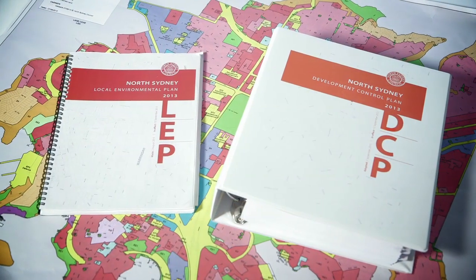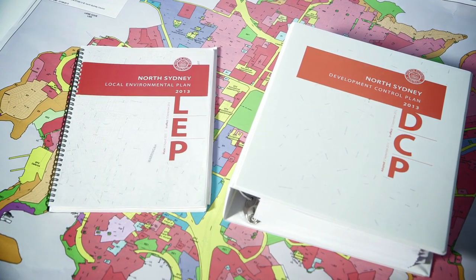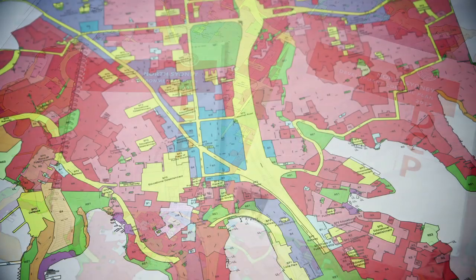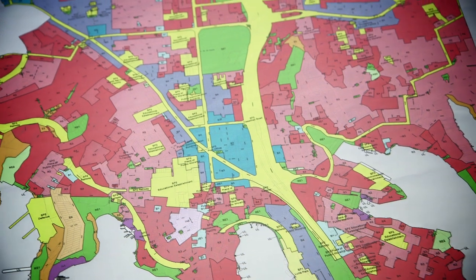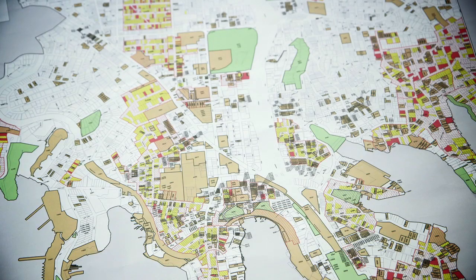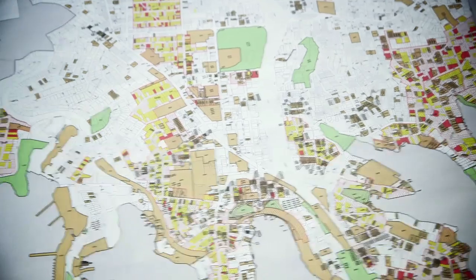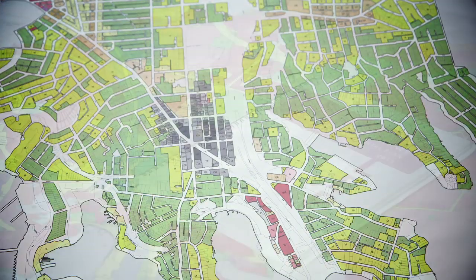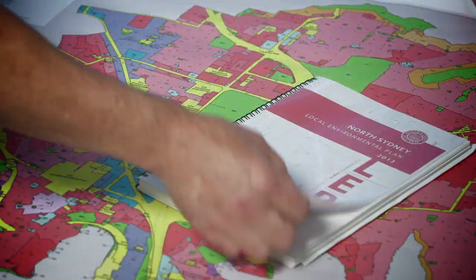Let's start with the LEP. LEP 2013 is the main or primary planning control for North Sydney Council. It gives the big picture of what can be developed and includes maps such as the zoning map, the heritage map, the building height map, and others. The table of contents shows the issues covered in the LEP.